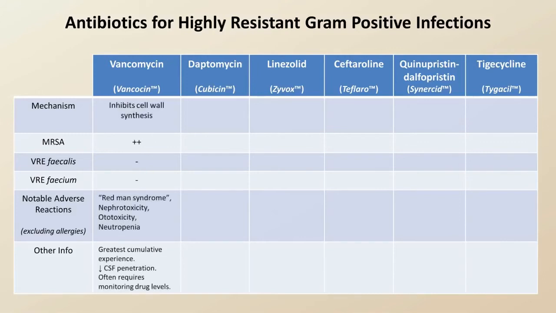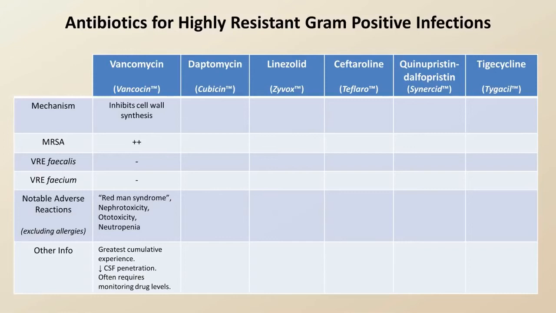Vancomycin, as you may recall from the last lecture, inhibits cell wall synthesis. It has excellent coverage of MRSA, but by definition, no coverage of VRE. Its notable adverse reactions include red man syndrome, sometimes known as red neck syndrome, which is a rash or flushing of the face, neck, and upper torso.